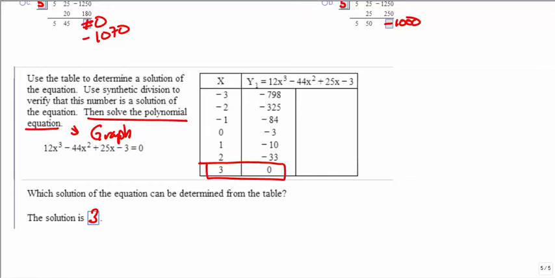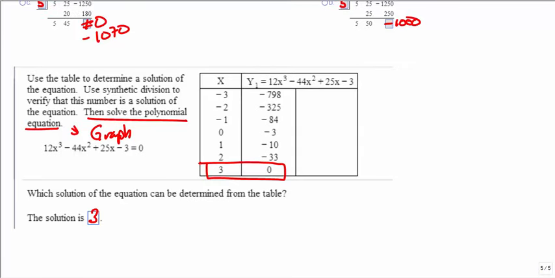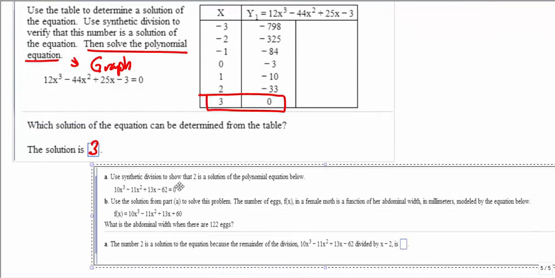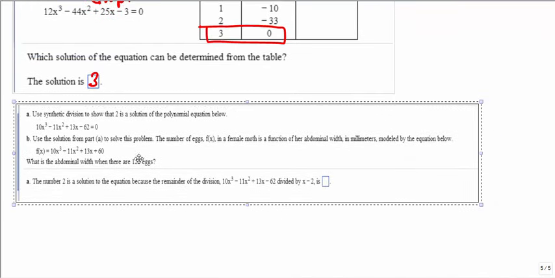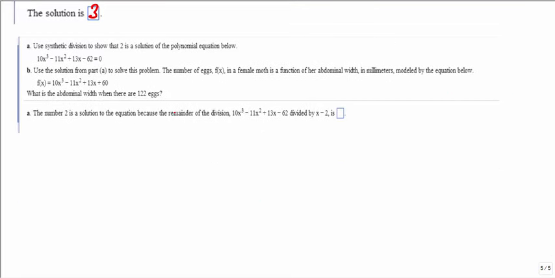Now the last problem that we're going to be looking at is another application problem, and I just want to give you a quick overview or a start on how you might want to consider working this last problem. Okay, so go ahead and take some time to read through this one.